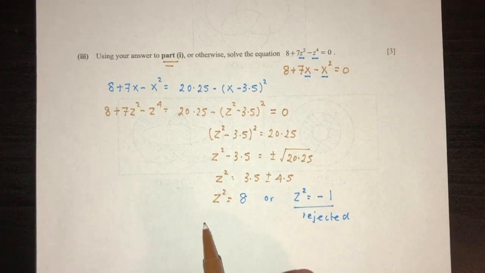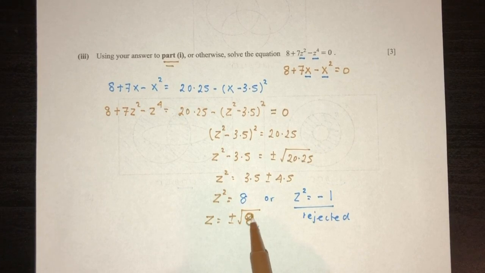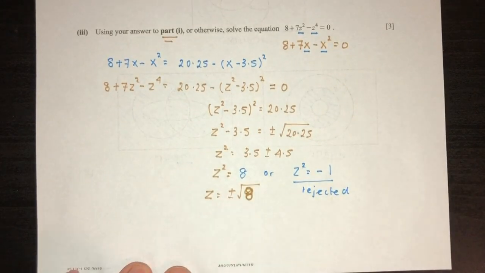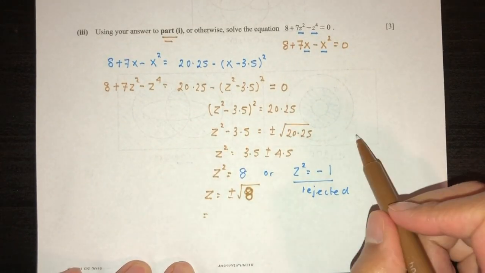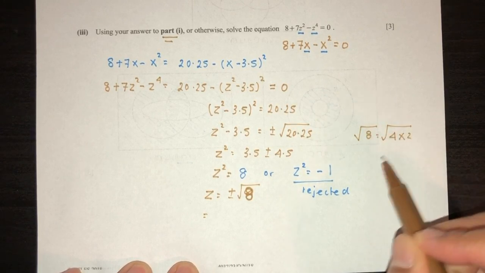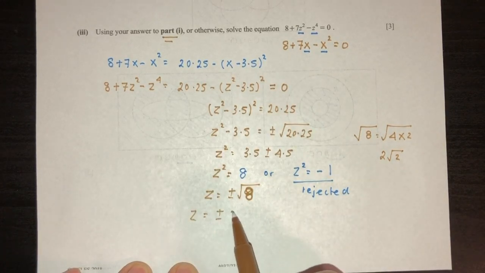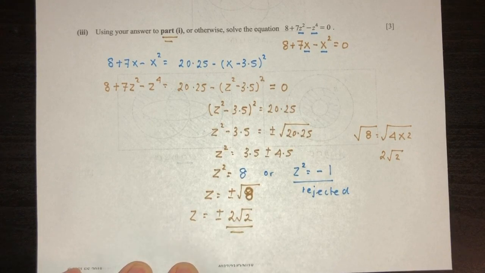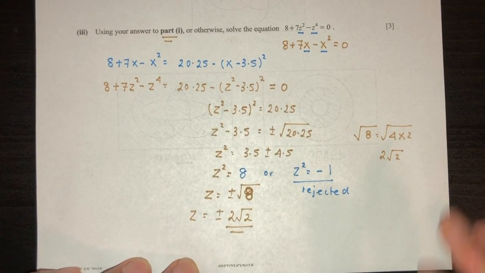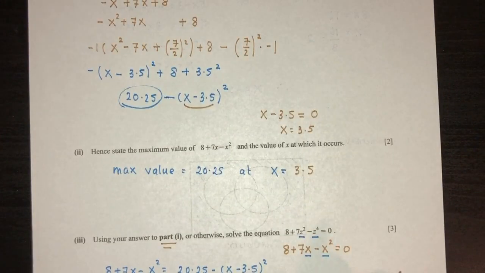But for this one, as you can see, z can be plus minus root of 8, sorry, 8, not 4. Now this is your answer. You can always simplify this if you want to, because you know that root of 8 is actually equal to root of 4 times 2, which is 2 root of 2. So plus minus 2 root of 2. Or you can write your answers in terms of decimal as well. That should be okay. But that is your answer. Two values of z for this question. That is your question number 3.